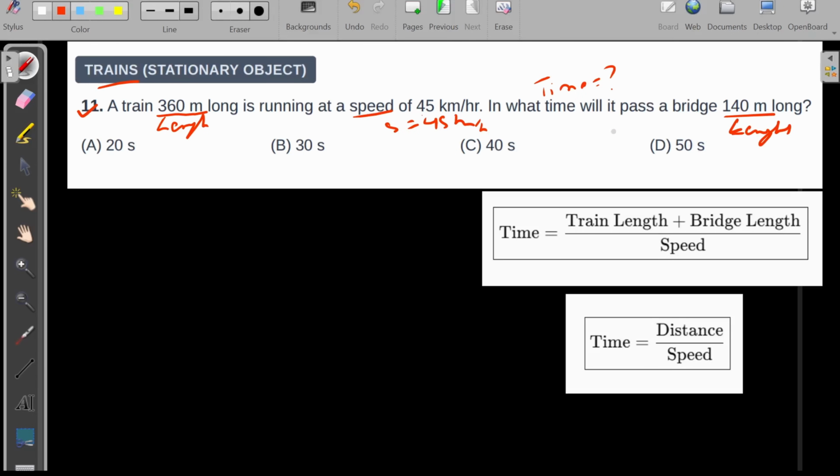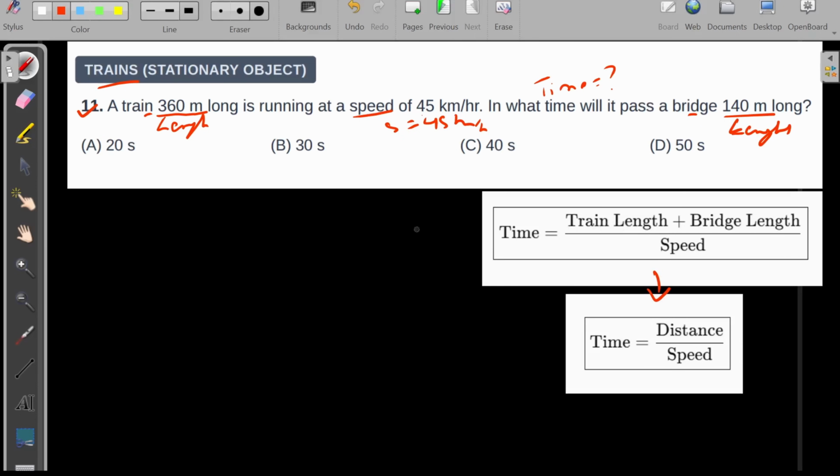So we need to find the time. For this question, I'll be using this formula, which is time equal the length of the train plus the bridge length over speed, which is taken from this formula, which is time equal distance over speed. Now, whenever there's a length of train and bridge involved, we simply add those values, meaning the length.